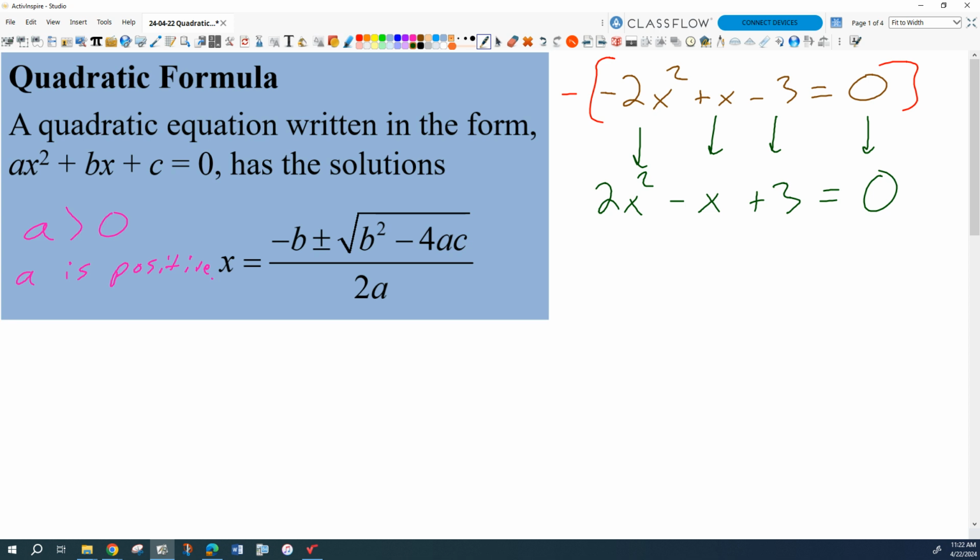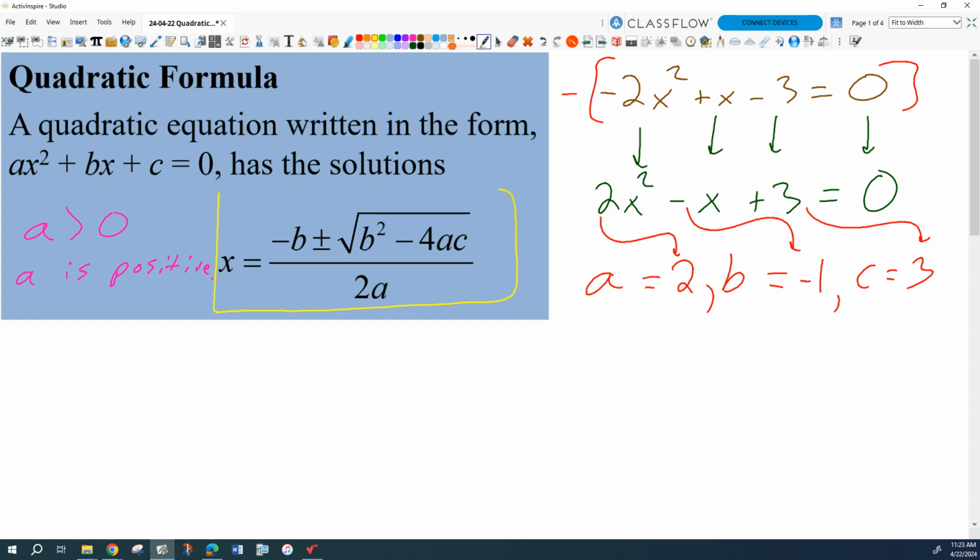Okay, then what? Well, once we get it into that form, we just identify what are the values of A, B, and C. So you guys tell me, what's A? Everybody, what's A? 2, right? A is just the coefficient of x squared. So A is 2. What's B? Negative 1, right? What's C? 3, right? There are my values of A, B, and C. And then I get to just plug and chug. Quadratic formula.